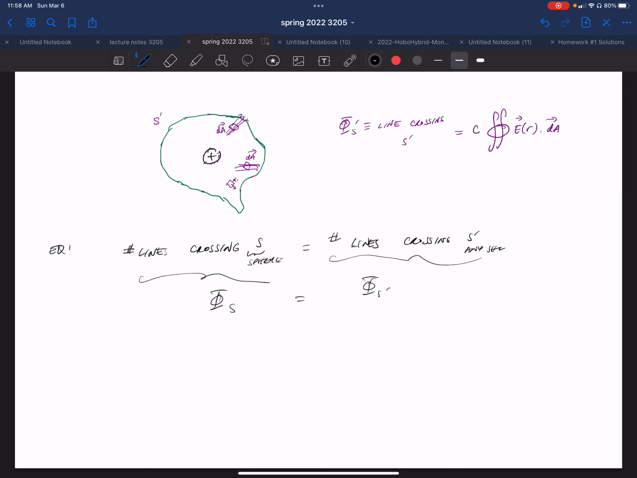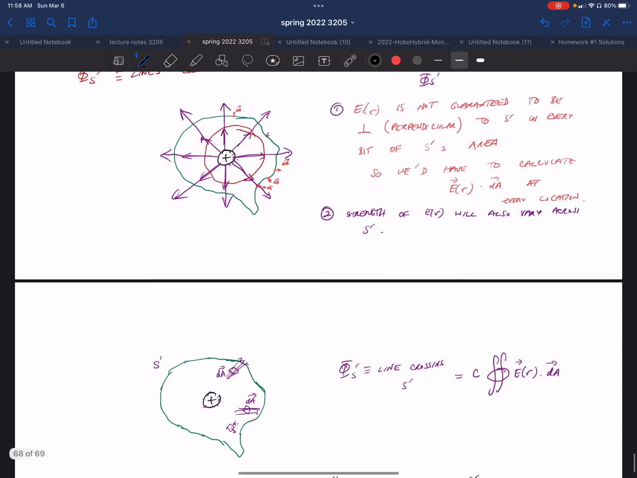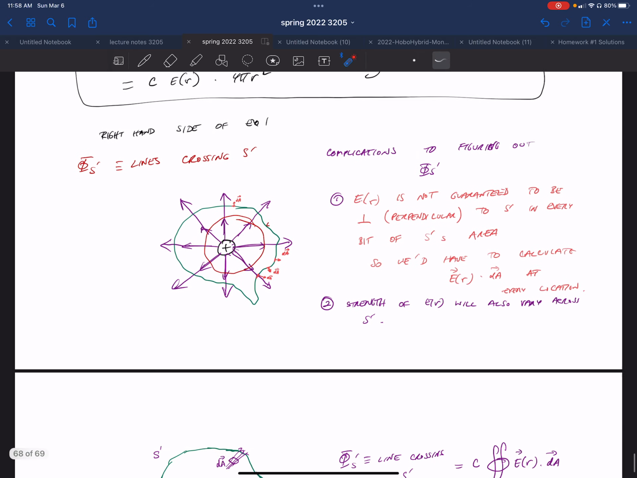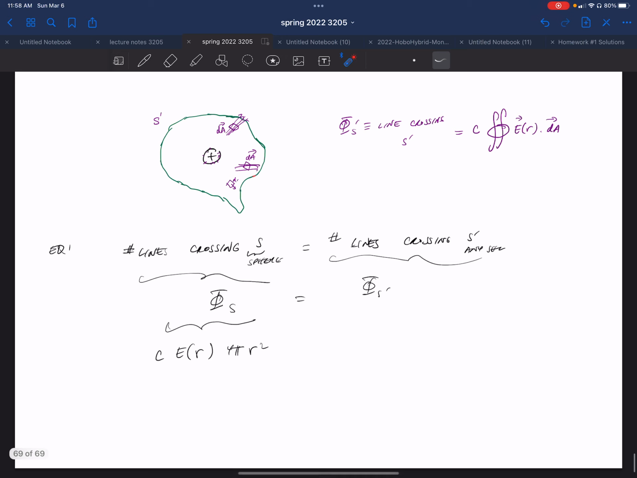And we came up with an easy expression for this, which was C E sub R 4 pi R squared. So this was this one, and we could just almost read that off because it's a sphere, and we have a radial electric field coming from a point charge. So that's equal to this equation here: the closed surface integral of E sub R dot dA.